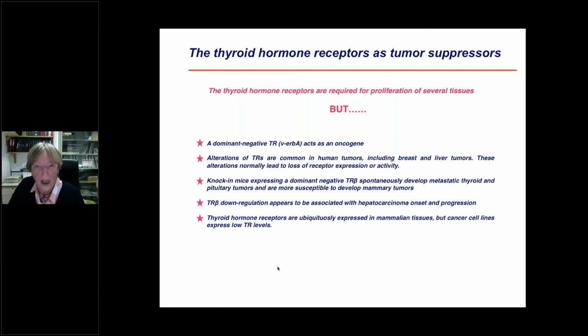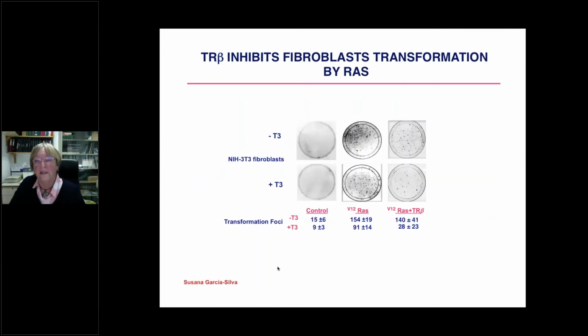In our laboratory, for almost 10 years now, we have been working on the role of specifically thyroid hormone receptor beta as an inhibitor of cellular transformation and cancer. And one of the things that we have been doing was to analyze the interaction between the RAS oncogene, that as you know is one of the oncogenes that is mutated in many human tumors, and TR-beta signaling.